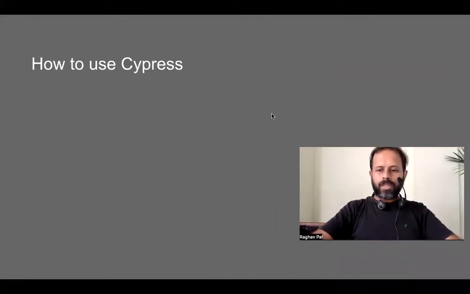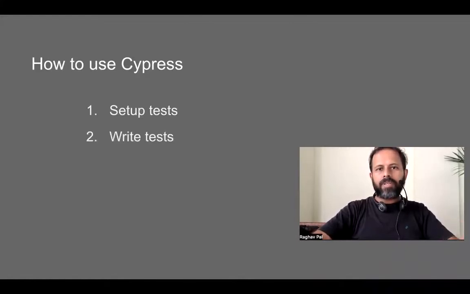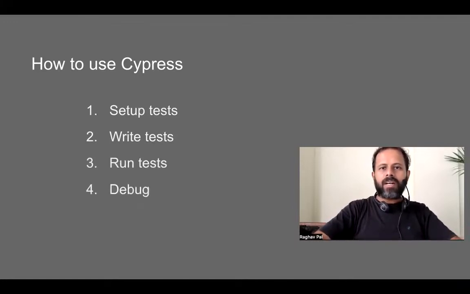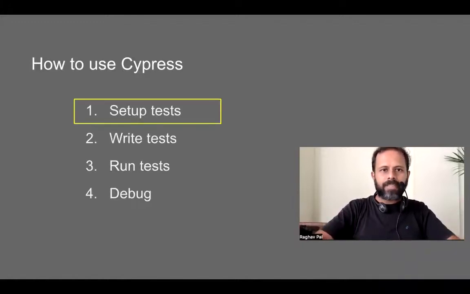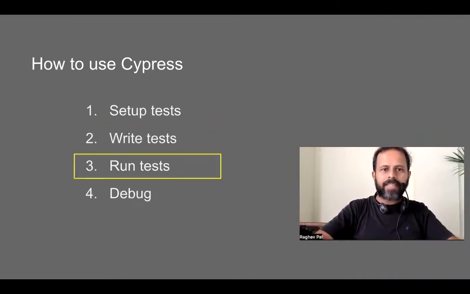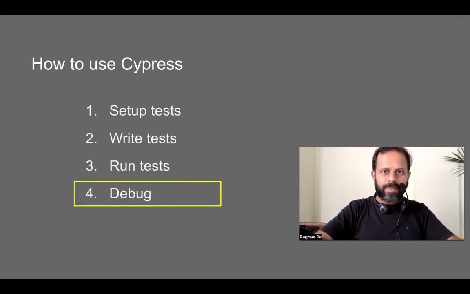To use Cypress, there are 4 basic steps. First, we will set up the test, then we will write the test. Setting up the test means we will set up the project and get all the required libraries. Then we will write our test, and run our test. And in case there are any failures or issues, we can debug the test. So these are the 4 basic things that we do in Cypress: setup, write tests, run tests, and debug.